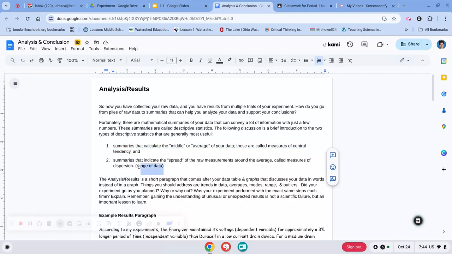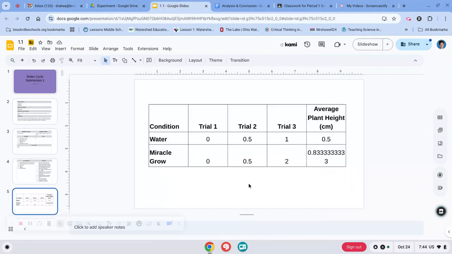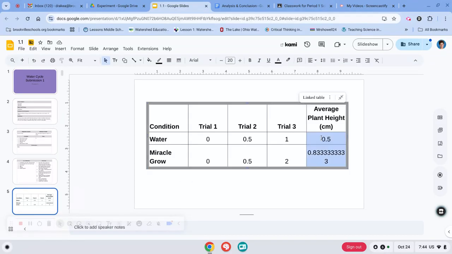When we talk about the spread, that is the range. So if we look at the data on the data table, you're going to tell me the range of data, the smallest number to the biggest number. So that sentence could look like the range of plant height when we tested water was 0 growth to 1 centimeter of growth. You could say the range of plant height growth for Miracle-Gro was from 0, it didn't grow at all, to a growth of 2 centimeters. Okay? So you're going to tell me the average, okay?